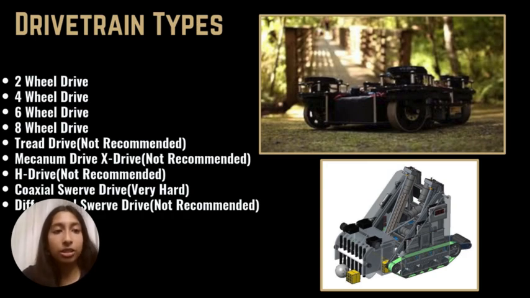Okay. So now we're going to look at the drivetrain types. There's the two-wheel, four-wheel, six-wheel, and eight-wheel, which basically tell you how many wheels each drivetrain has. So I think that part's really simple. However, there's also treads, mecanum, H drive, Z drive, and even more advanced swerve drives. Each one has its own trade-offs in manufacturing, stability, and complexity, and we're going to go over that in the next slides.